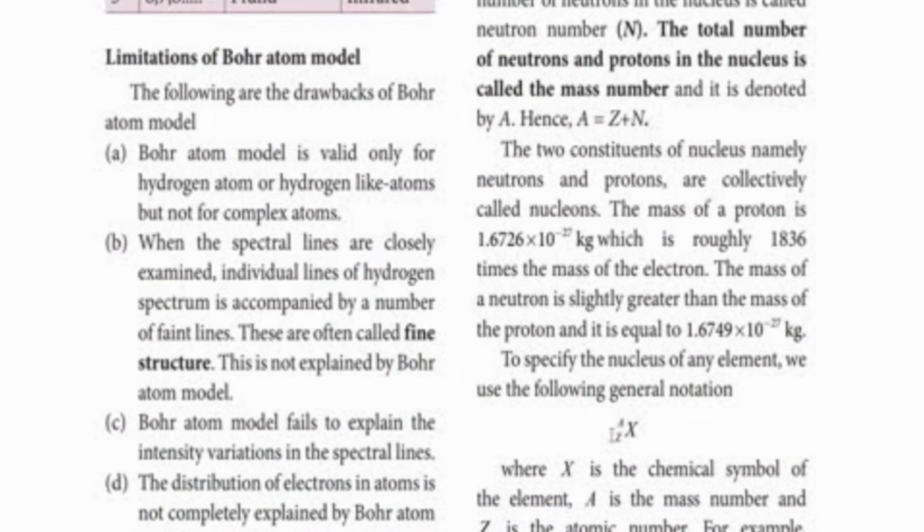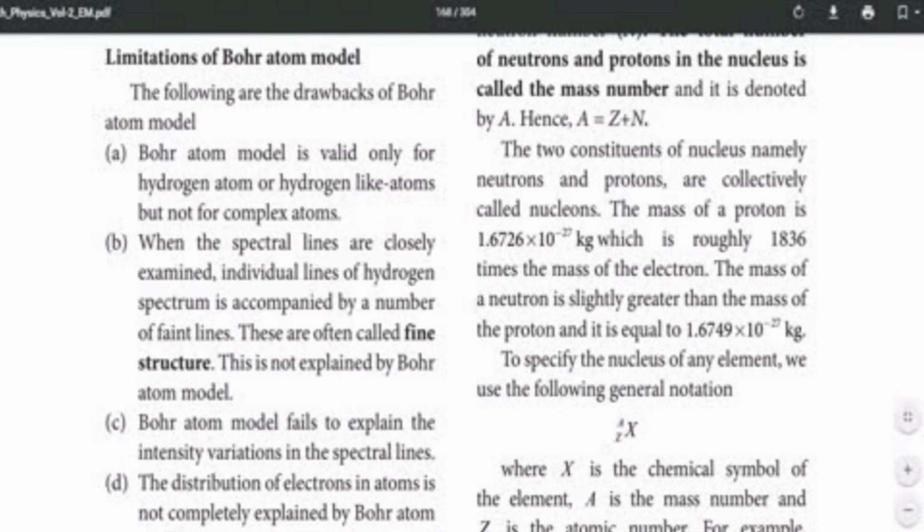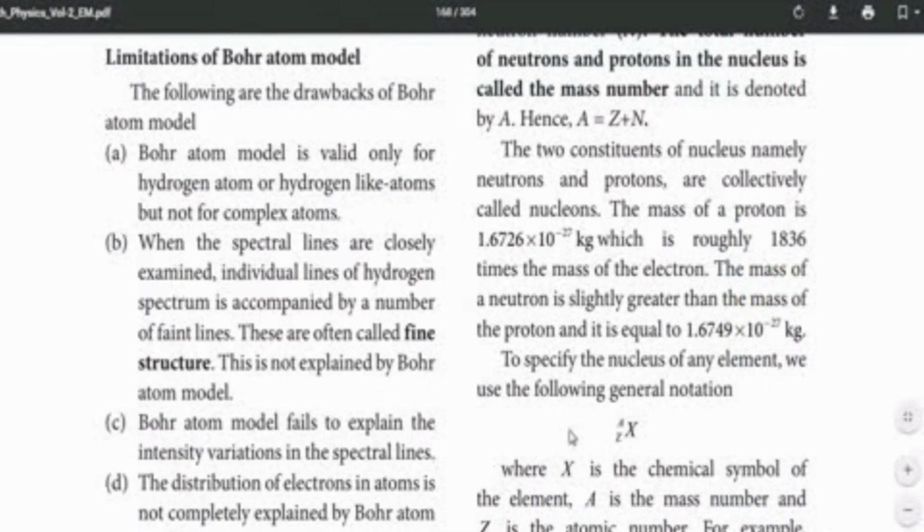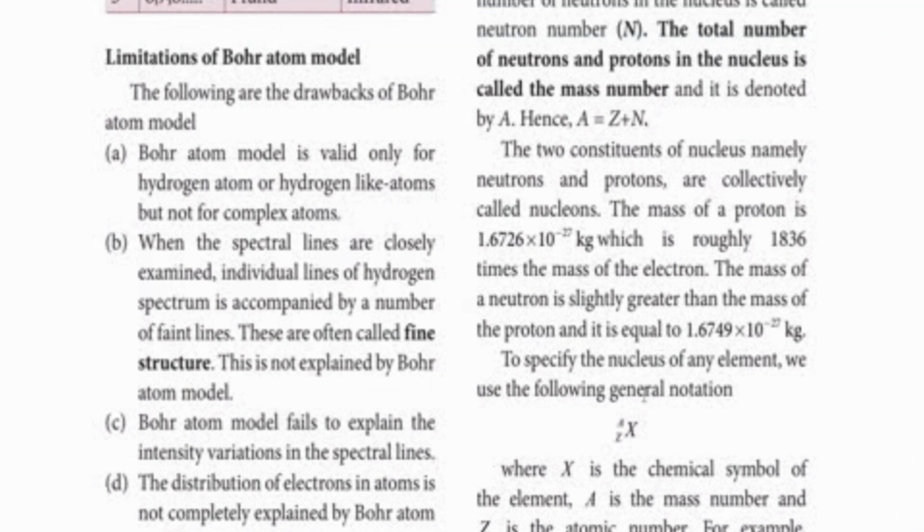The mass of the proton is nearly 1,836 times that of the electron. So it is a very great number compared to the electron. The mass of the proton is 1.6726 × 10^-27 kg. The neutron mass is nearly equal to the proton mass, slightly greater than the proton mass.